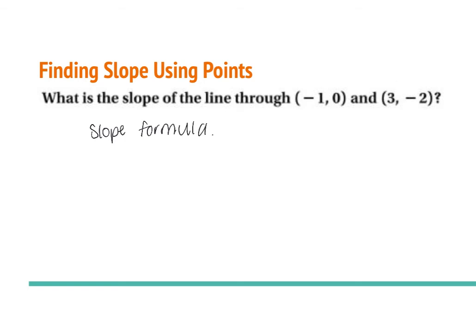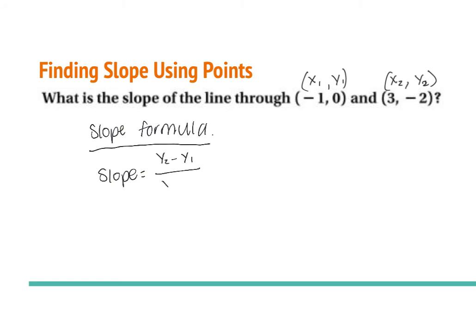What I want you to do very first is label each of these x1, y1, x2, y2. It doesn't matter which one you label x1, y1. I just always do it based on which comes first. So I'm going to label this one x1, this one y1. This will be x2, and this will be y2. Remember your slope formula. We just learned about it on the last slide. Slope equals y2 minus y1 over x2 minus x1.